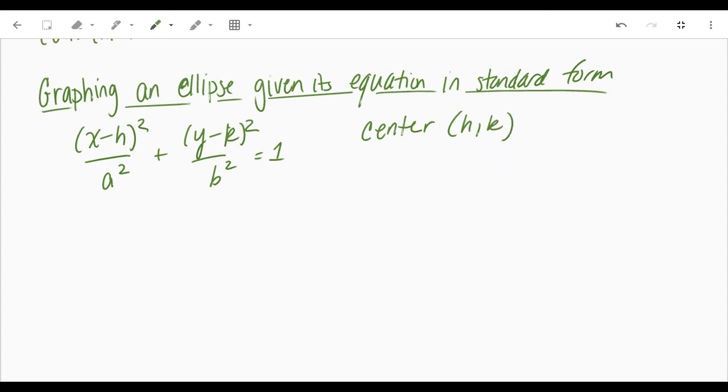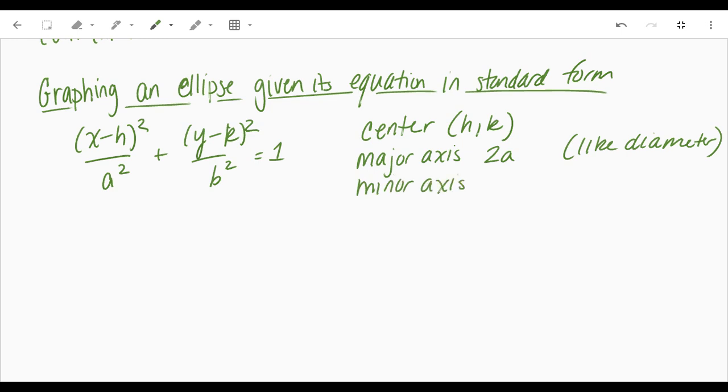All right, and then it's not technical to call it two different radii. We would call it the major axis, which would be 2a. It's kind of like a diameter. And then your minor axis would be 2b.